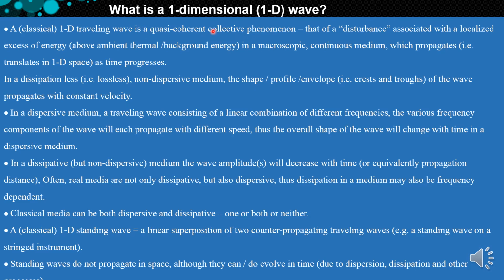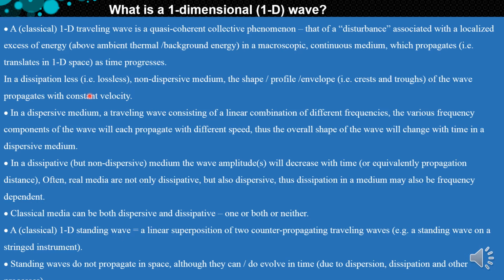What does quasi-coherent mean? It means that a one-dimensional traveling wave is a wave which has the same amplitude, same wavelength, same angle, same frequency and same phase. Then it is called a one-dimensional traveling wave that progresses as time progresses. So in a dissipation-less, non-dispersive medium, the shape or profile or envelope of the wave propagates with constant velocity.